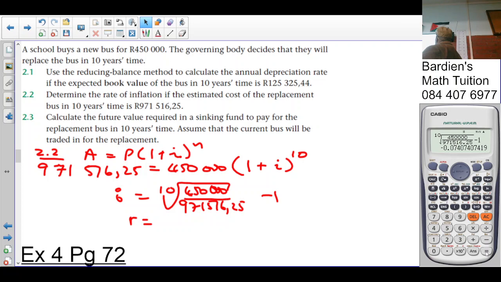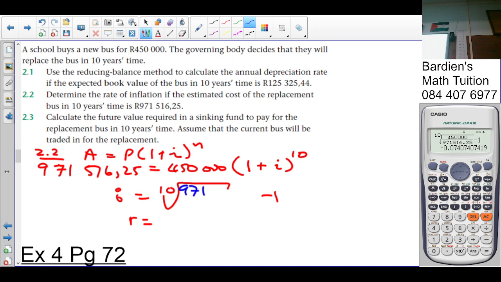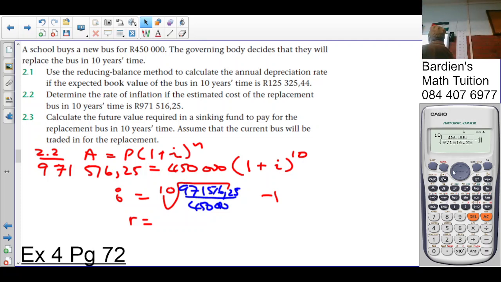Yes, that's my mistake. Why am I getting a negative answer? It shouldn't be negative. It's 971,516 rand and 25 cents divided by 450,000. Thank you. Times by 100 gives me 8%. Okay, you all agree with that? Thank you once again. So your rate of inflation is going to be 8% on average.